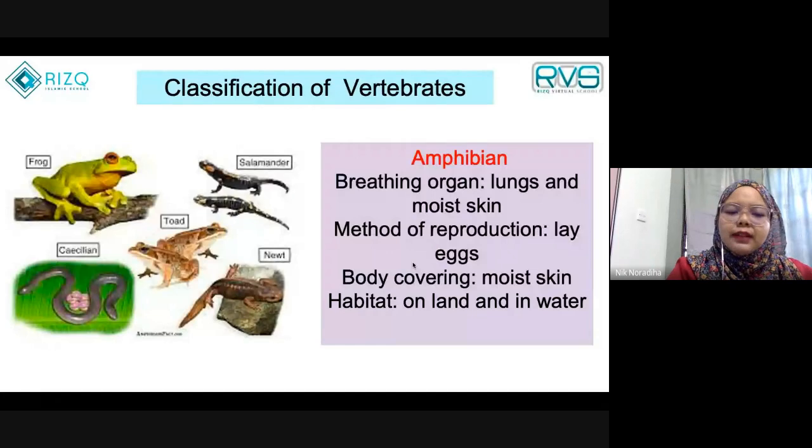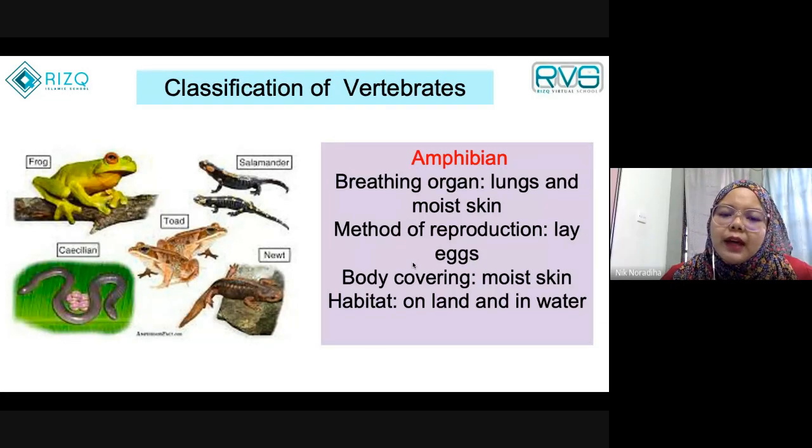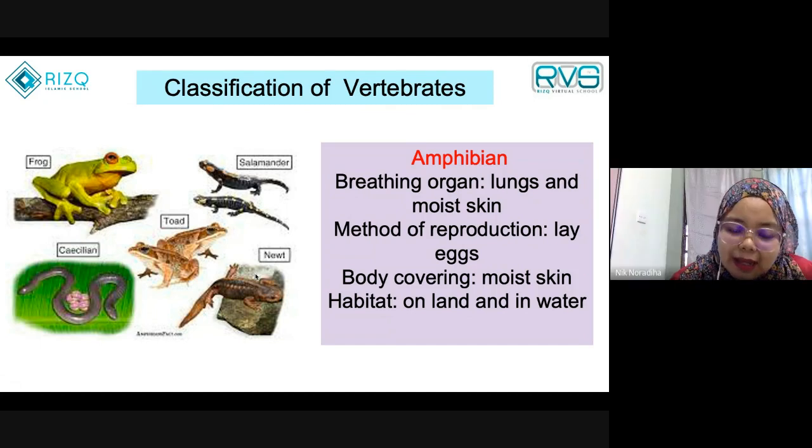For amphibians, just now Safiya asked teacher about amphibians. Can it be the same with salamander and newt? Yeah, they are in the same group. If you can observe the picture here, they look the same, but some of them have different colors. Same like us humans, we are all human, but we have different faces. Some of us have light skin, some of us have dark skin. That's how it goes. Toad is a frog, right? Toads are in the same group as frogs.